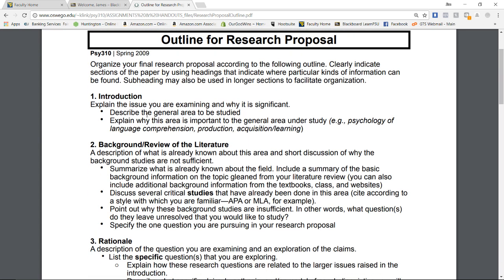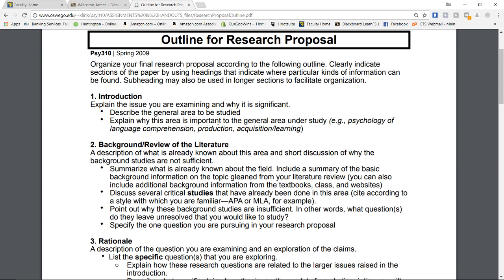But here's what it boils down to. You're going to first introduce your topic. Explain the issue that you're examining and why it's significant. Going back to the examples I've used in class of public school uniforms, if I were doing that, I would describe the general idea of school uniforms being studied and why it's an important issue to deal with, right? That's what you do in your introduction. So you're introducing the topic and discussing why it's important.